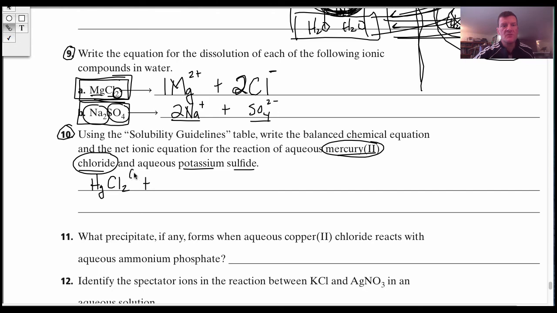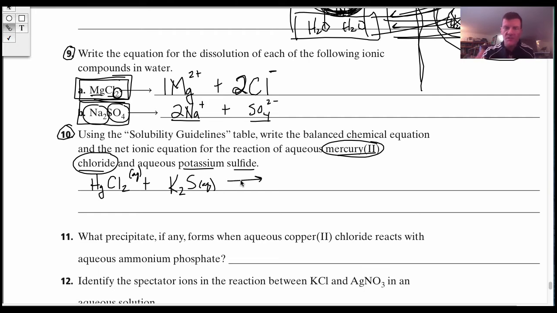Plus, and this is aqueous, Aq, potassium sulfide. Potassium is a +1. It's in group 1. Sulfur forms the -2 sulfide. It's in the same group as oxygen. And so this is going to be K2S. I need 2 Ks, each is +1, to match the -2 on the single sulfide. This is also dissolved in water. Then, what's going to happen?